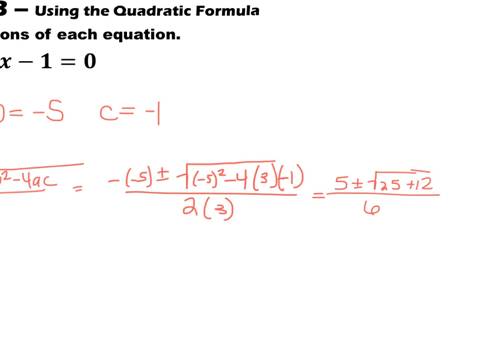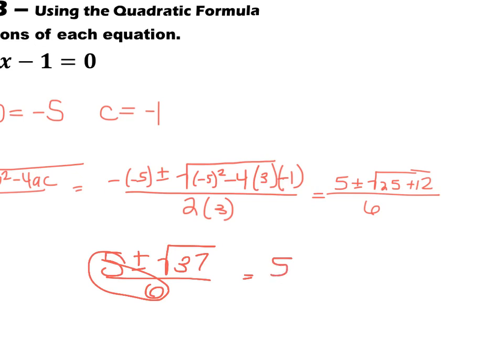We good? Okay, let's simplify a little more. I have 5 plus or minus. What is 25 plus 12? 37, okay, over 6. Can I break down square root of 37? No. Is there a perfect square and a non-perfect square inside of 37? No. So can I simplify this anymore? No. Can I simplify anything here between 5 and 6? No. So my answer is 5 plus or minus the square root of 37 over 6.